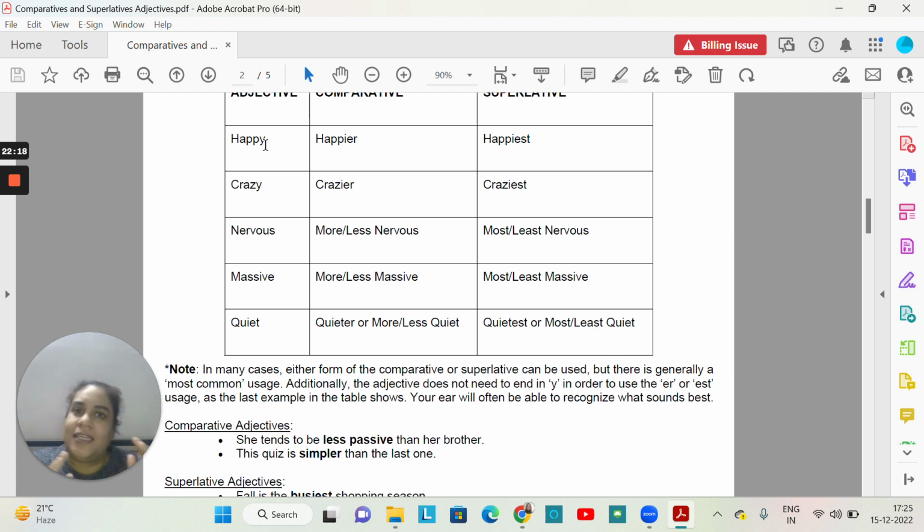The ER and the EST for one syllable adjectives, yes, it works. That's the rule. But when we come to two syllable adjectives, only if your word ends with a Y can you have an ER and EST. Otherwise, for other two syllable adjectives, you will use more or less, or in the superlative, most or least. You cannot say nervouser or massiver. These words don't exist. All right.